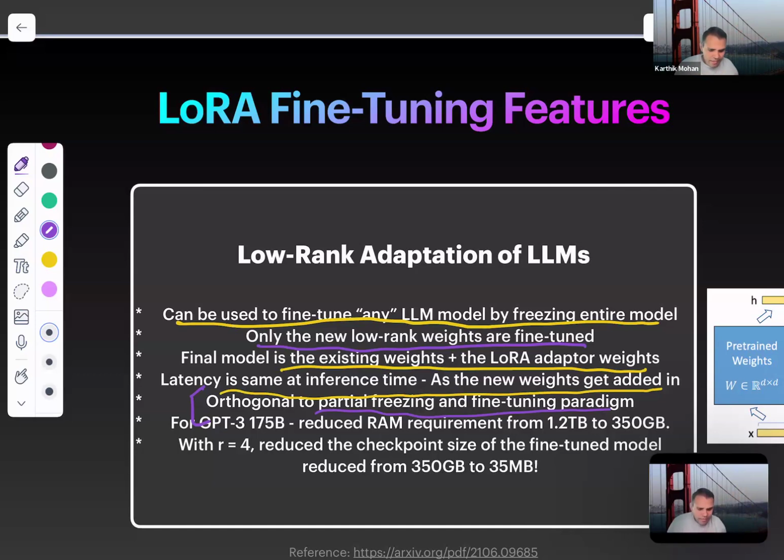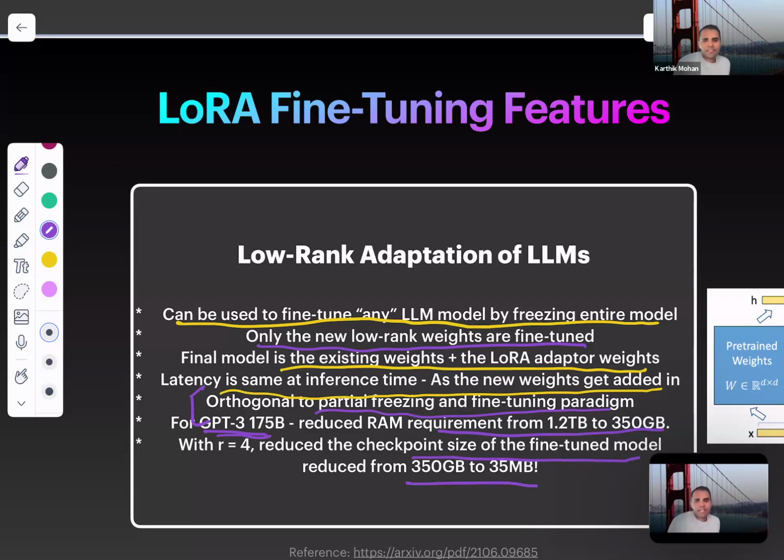So for GPT-3, 175 billion. When LoRA came out, GPT-4 was not in the market. It was GPT-3. So they observed that for GPT-3, which was 175 billion parameters, LoRA reduced the RAM requirement from 1.2 terabytes to 350 gigabytes. And the checkpoint size of a fine-tuned model reduced from 350 gigabytes to 35 MB.